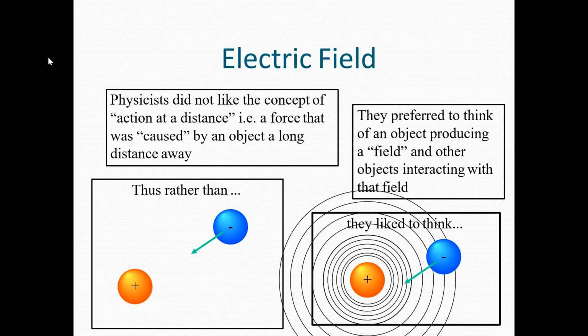Good morning, everyone. This topic is going to be regarding the electric field. Physicists did not like the concept of action at a distance, that is, a force that was caused by an object a long distance away. They preferred to think of an object producing a field and another object interacting with that field.